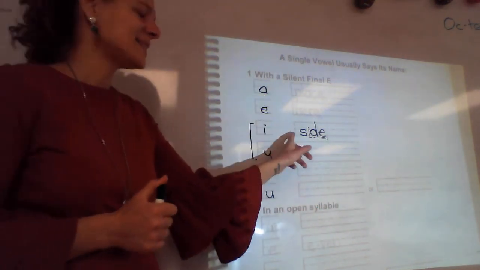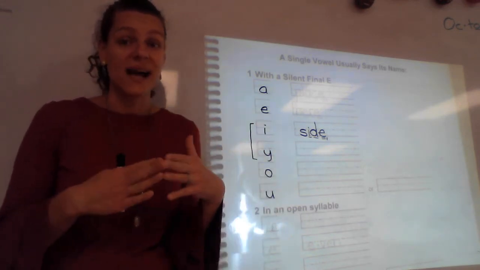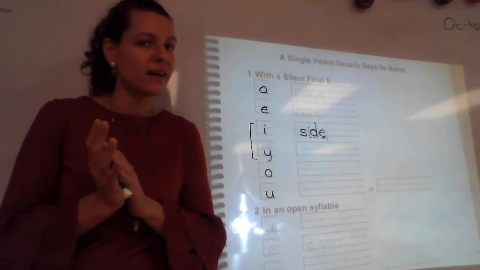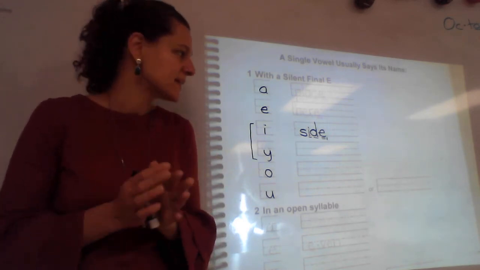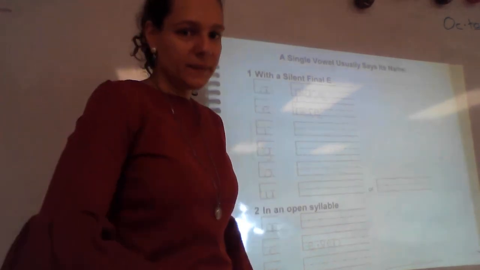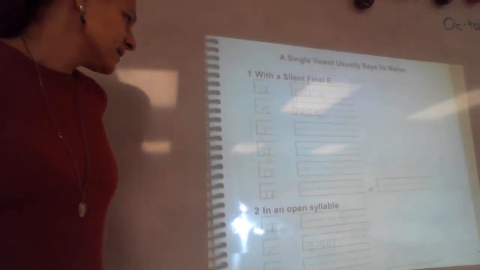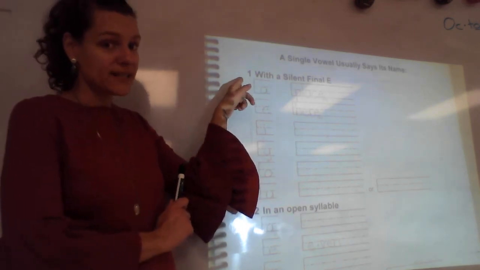All right, so we've got side. To make it into beside, we just add the syllable be in front of it, which is what kind of syllable? Good, an open syllable. All right, so we reviewed one way our vowel can say its name with a silent final E.